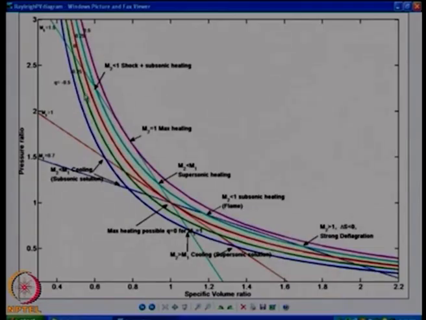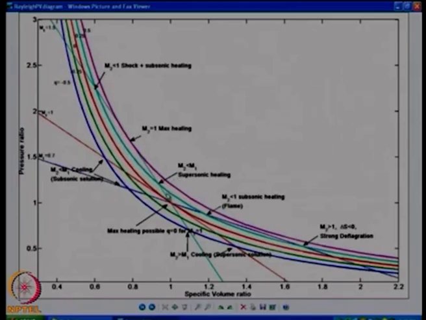Okay. This is just a shock with no heating, this is a shock with some heating, and if I add more and more heat, it is going to go to M2 equal to 1 here. That is what you will end up with finally. Okay. If I add more and more heat, the solution will keep going along this curve and finally end up here. That is what you will get in this case.